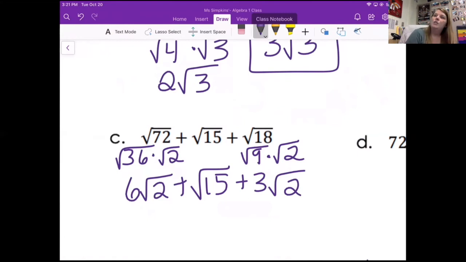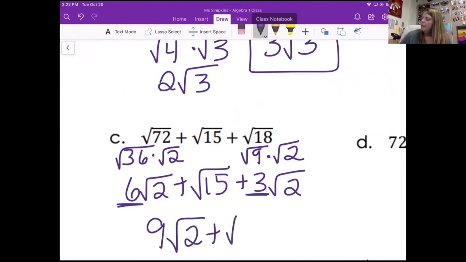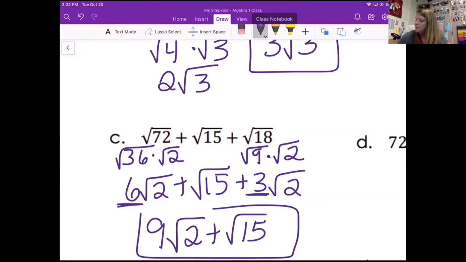Now look at it. Do you see anything that's alike that we can add together? Yeah, the square root of twos. I can add 6 and 3 together to get 9 square root of 2. And then we still have that square root of 15 left at the end. And that would be your answer.